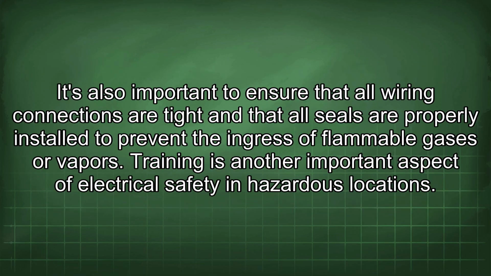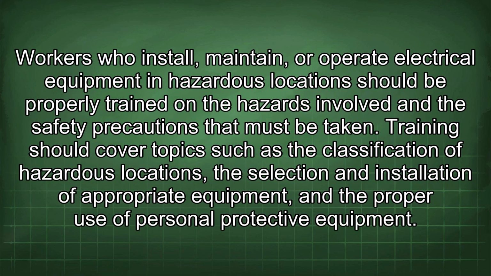It's also important to ensure that all wiring connections are tight and that all seals are properly installed to prevent the ingress of flammable gases or vapors. Training is another important aspect of electrical safety in hazardous locations. Workers who install, maintain, or operate electrical equipment in hazardous locations should be properly trained on the hazards involved and the safety precautions that must be taken. Training should cover topics such as the classification of hazardous locations, the selection and installation of appropriate equipment, and the proper use of personal protective equipment.